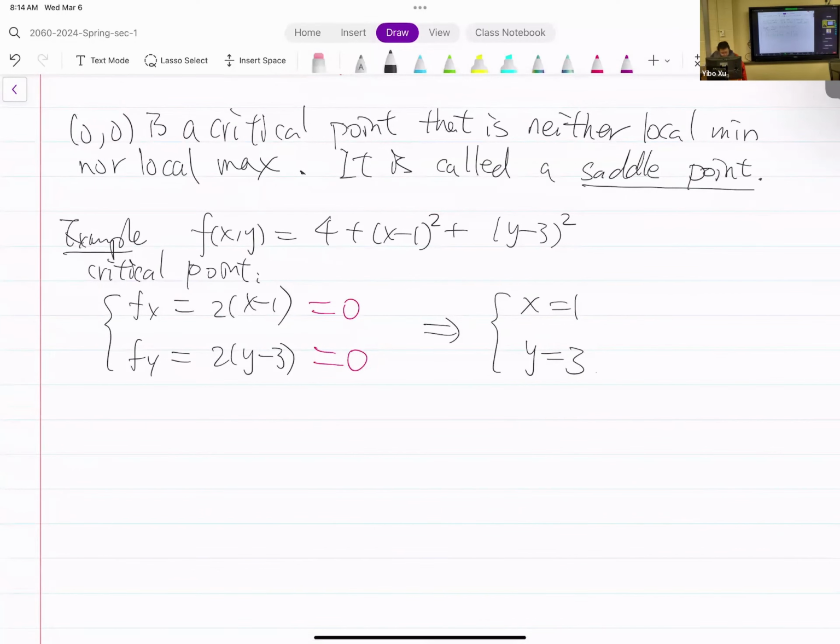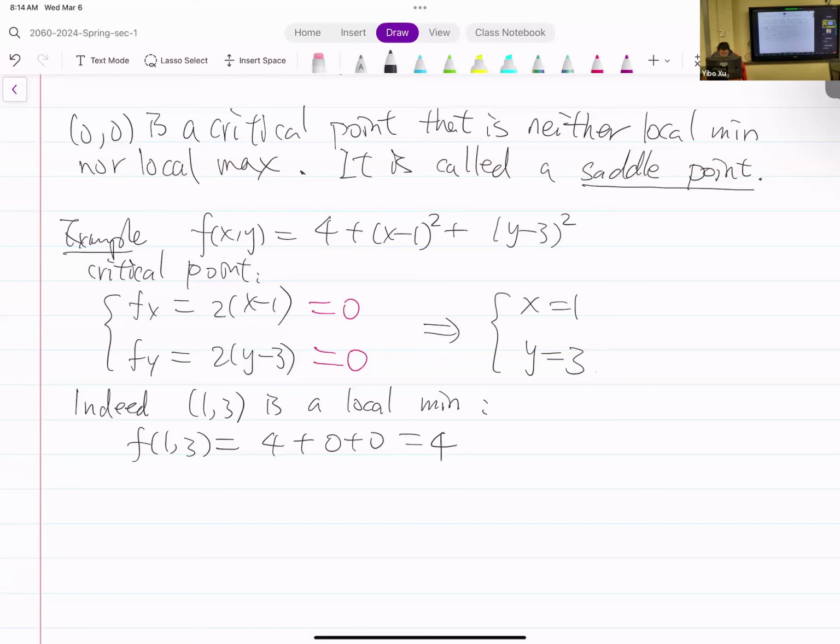Okay, so this is a critical point, and through the argument that we gave at the beginning, we know (1, 3) is a local minimum, because f of (1, 3) just makes the squares vanish, right? So it's 4 plus 0, which is 4.